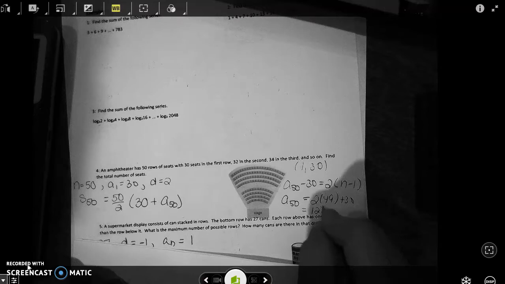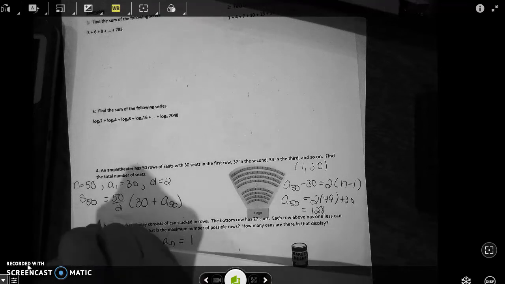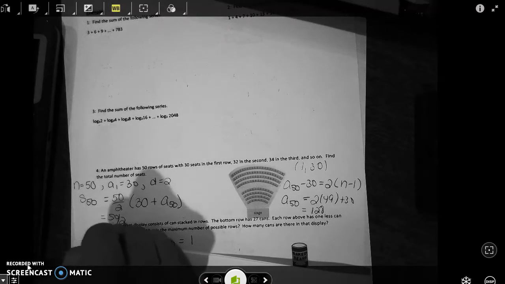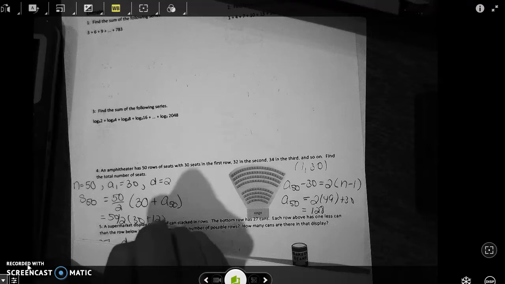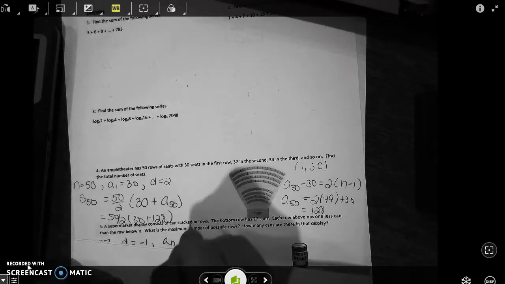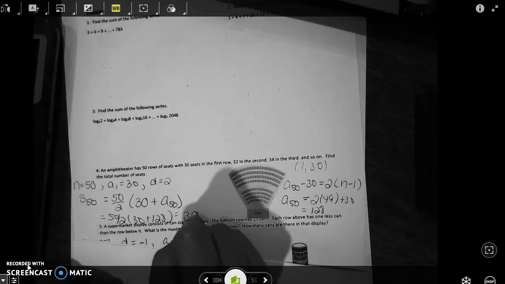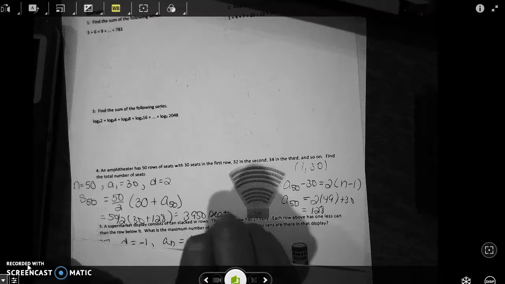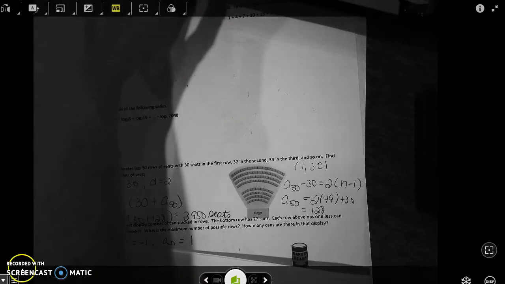So I'm getting 128. So I'm going to go back and plug that in. And when I do, I get 3,950, and that's seats in all.